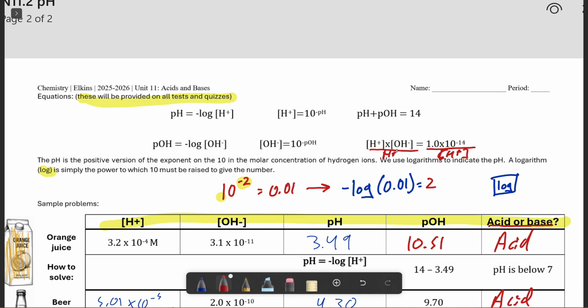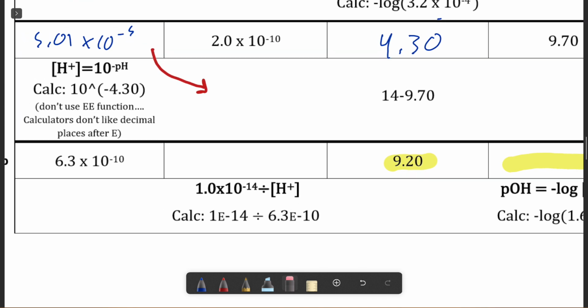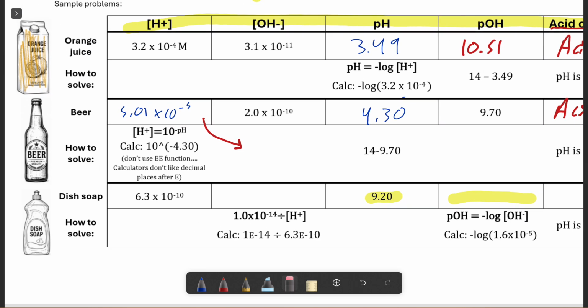H plus, cross that off. So my OH negative is just going to equal 1.0 times 10 to the negative 14th divided by the concentration of H plus. Vice versa with hydrogen. So here, to find out what my OH negative is, I can take 1.0 times 10 to the negative 14th and divide that by my concentration of H plus. In your calculator, you'd type in 1e negative 14 divided by 6.3e negative 10. I'll give you a moment to enter that into your calculator.